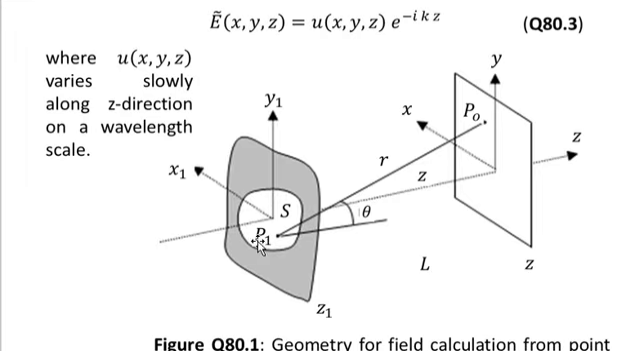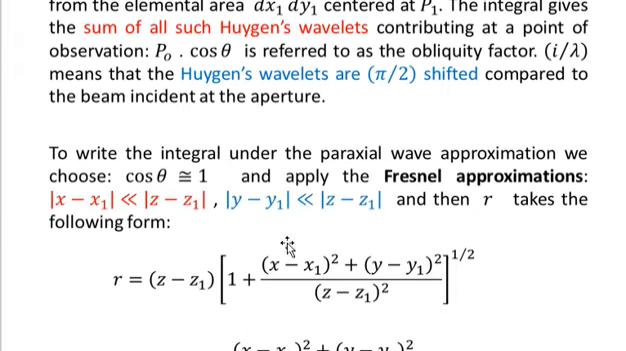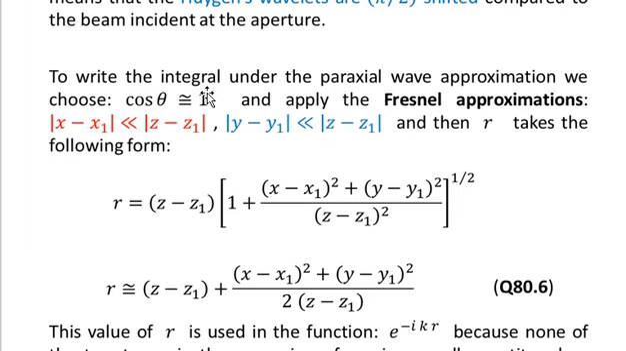But the point P1 has undergone a phase change of pi by 2 with respect to the field incident on this aperture. So that's why the term iota over lambda takes care of the phase. So iota over lambda means that the Huygens wavelets are pi by 2 shifted compared to the beam incident at the aperture. To write the integral under the paraxial wave approximation, we choose cos of theta equal to 1 and apply the Fresnel approximations. You see that cos of theta equal to 1 is the paraxial approximation.